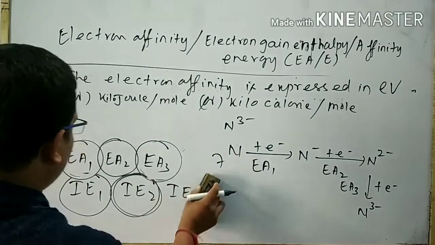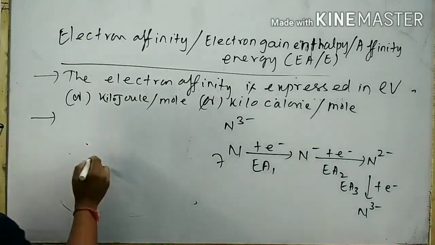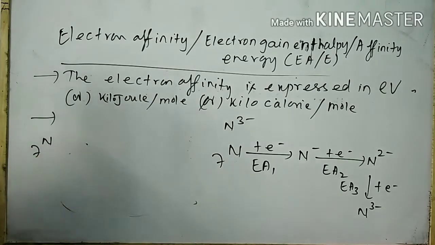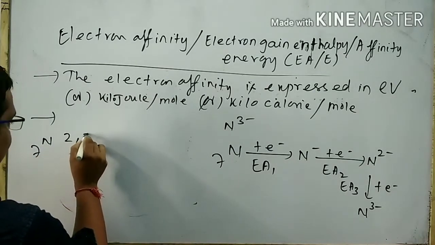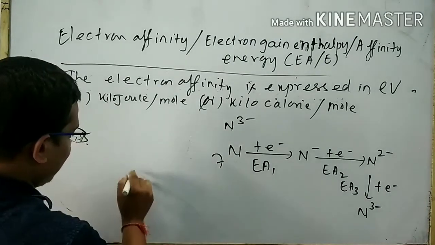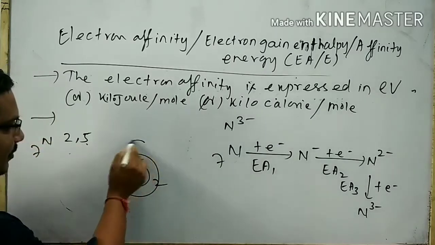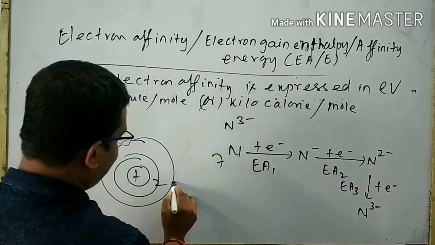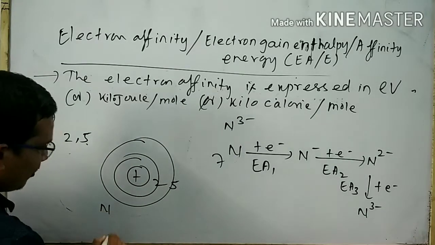Suppose I want to think about the nitrogen atom. The nitrogen atom has electron configuration 2, 5. That means I can draw the electron configuration like this: K shell having 2 electrons, L shell having 5 electrons. This is the electron configuration of nitrogen.